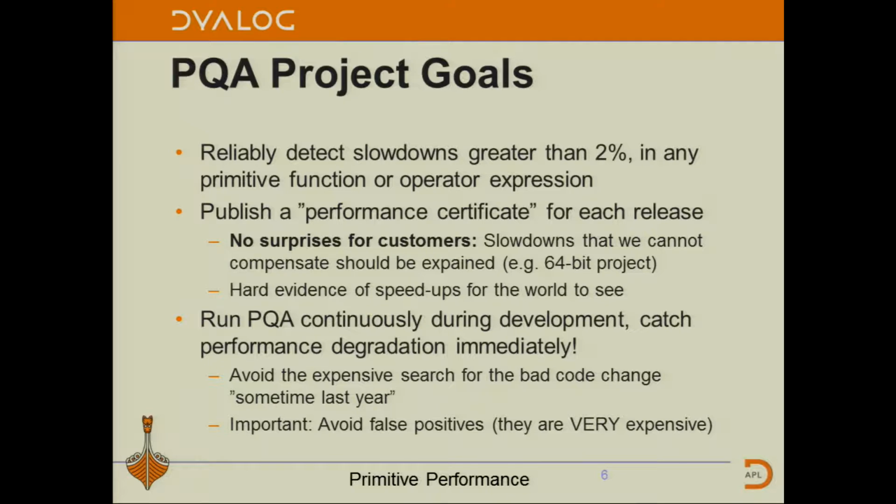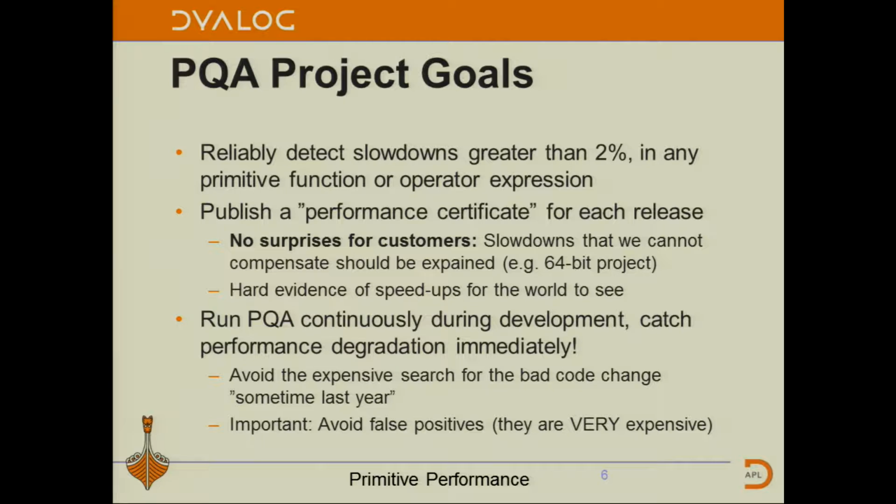So the goal that we have set for ourselves is to reliably detect slowdowns of 2%. Anything greater than 2% is the goal. If any particular case of the use of a primitive slows down 2%, we want to know about it. We haven't done this yet because I'm still working on the reporting, and I'll show you why that's taking time in a moment. We also want to publish a performance certificate with each version of Dyalog APL, which shows which things have speeded up and which things have slowed down.